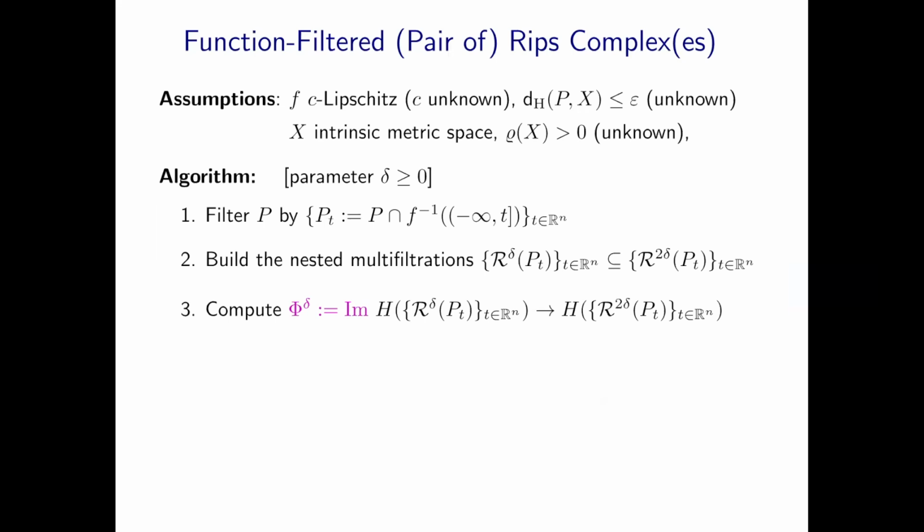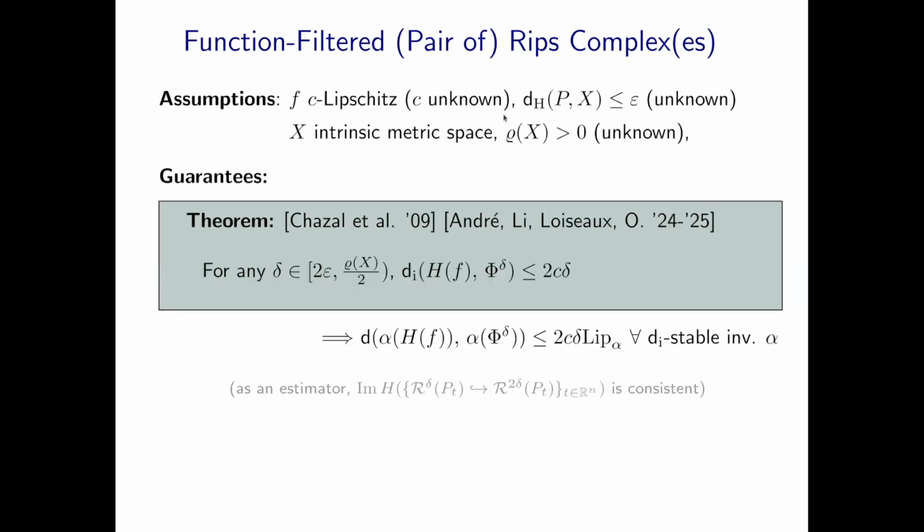So this phi delta, as a persistence module, is within distance 2c delta of the persistent homology of the function. So here I finally have an estimator that I can compute from my data, and which is going to converge, hopefully, to the target, h of f, as epsilon goes to 0, so as the number of points goes to infinity, provided I choose a delta within this range every time, and I let delta go to 0 as well.